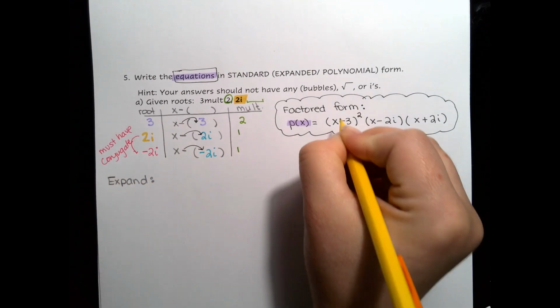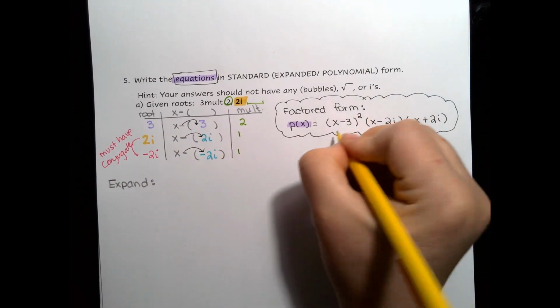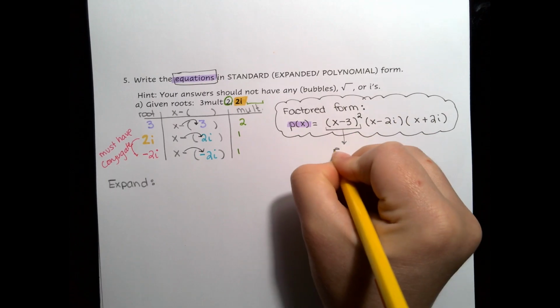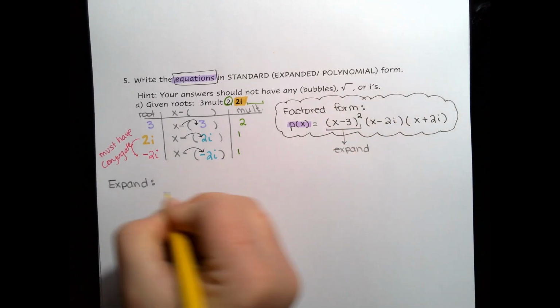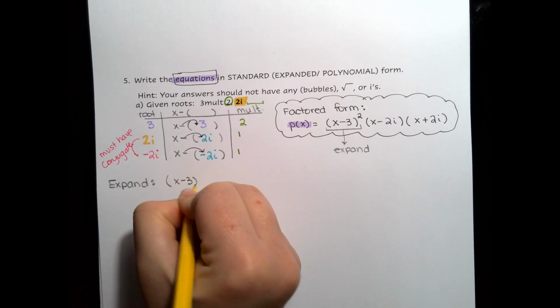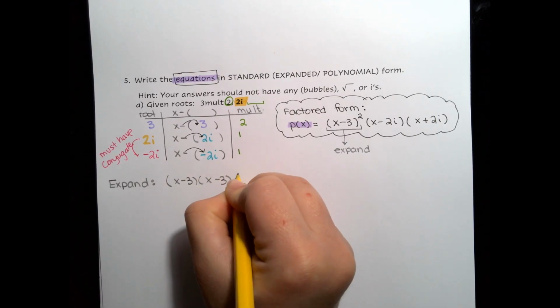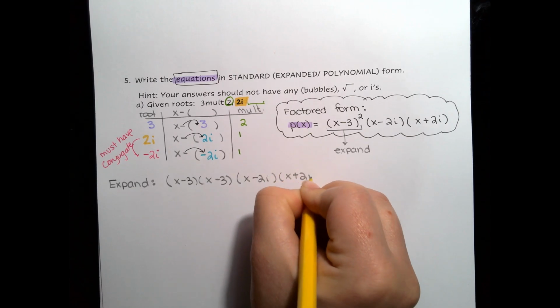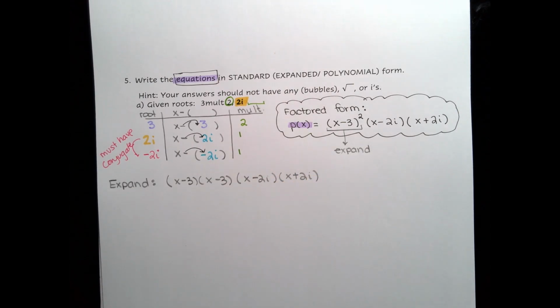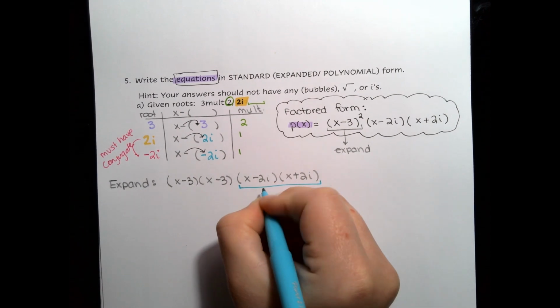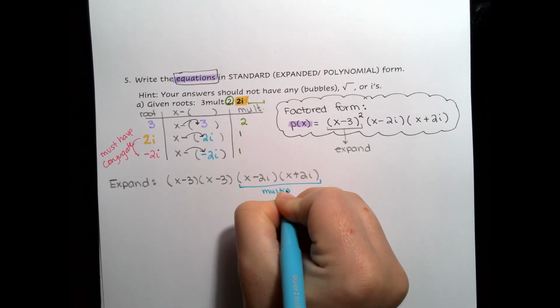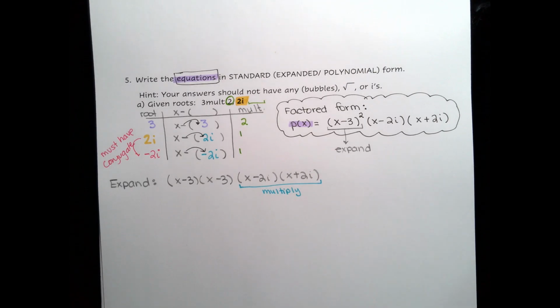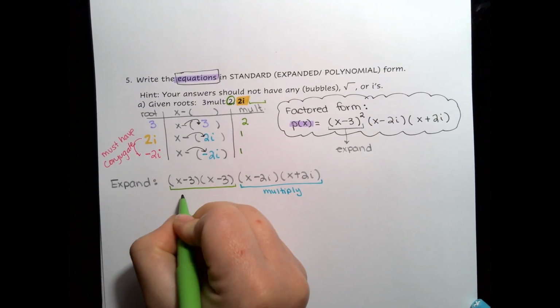So my first expansion is going to be expanding my x minus 3 into x minus 3 and x minus 3. I'm writing it twice. I still have my x minus 2i, x plus 2i. And when you're expanding, you're going to be multiplying. You have to multiply the conjugates together. After you multiply the conjugates, it doesn't really matter what order you multiply in, but conjugates must be multiplied together. But since I have x minus 3 twice, I will multiply these together as well.